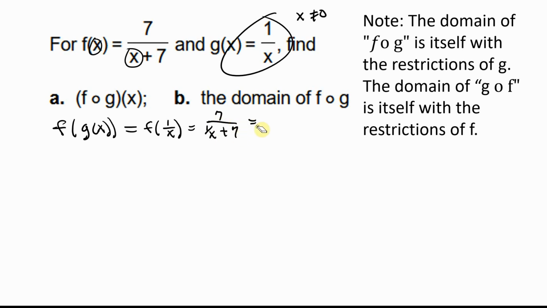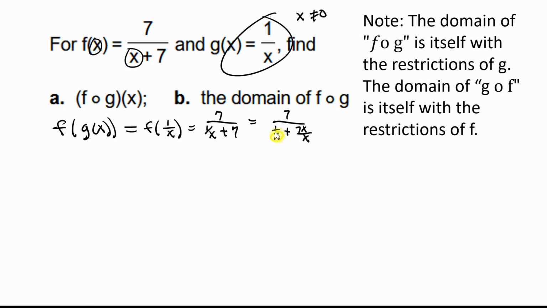We simplify. This is 7 over, I'm adding two terms in the bottom, two fractions. This is 1 over x plus 7 over 1. I need to make its denominator x. So this is 7x over x, because 7x divided by x is still 7. Where did I get the x from? I looked at this x here.